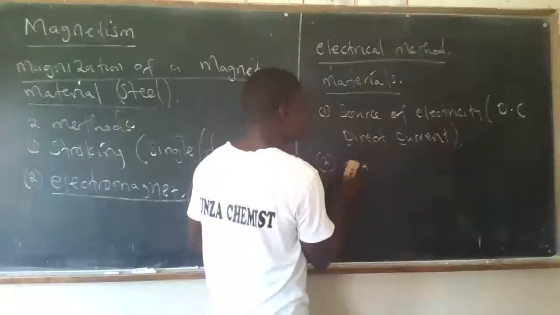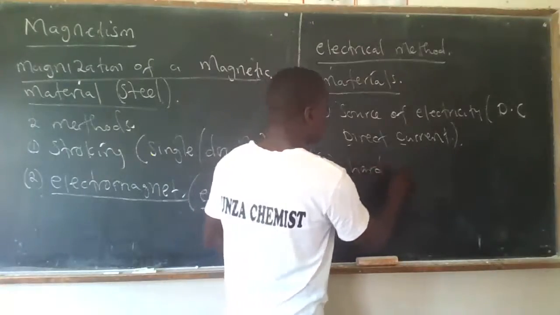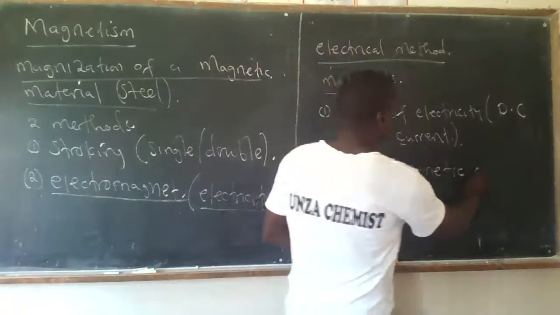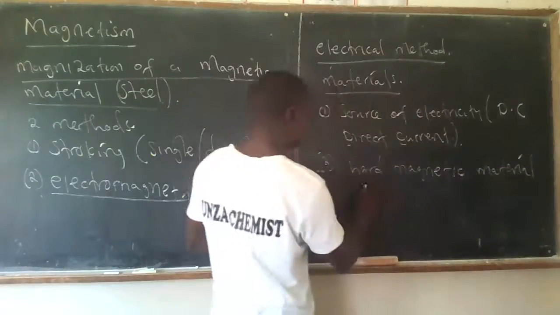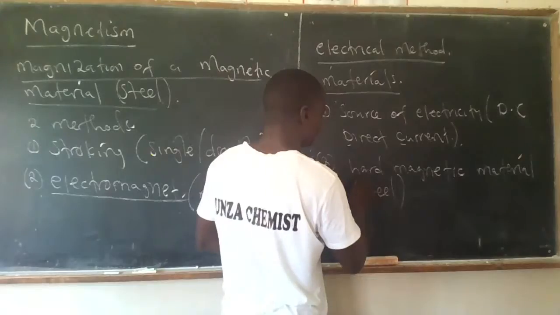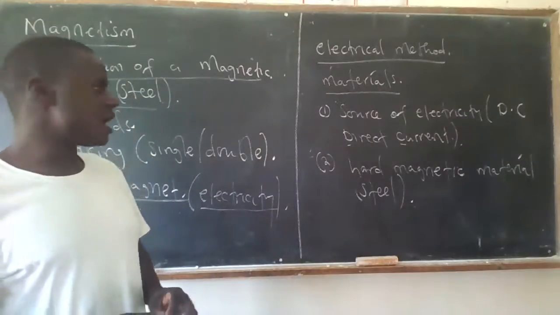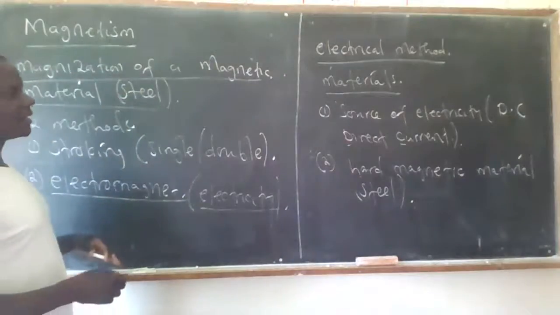But this magnetic material, we call it a hard magnetic material. And in today's presentation, we'll be looking into how we make steel, which is a very good example of a hard magnetic material, a magnet. How can you make steel a magnet?